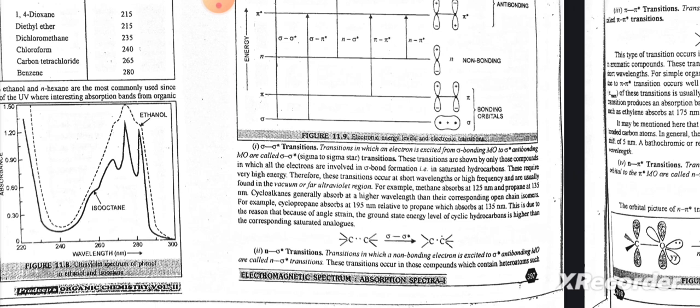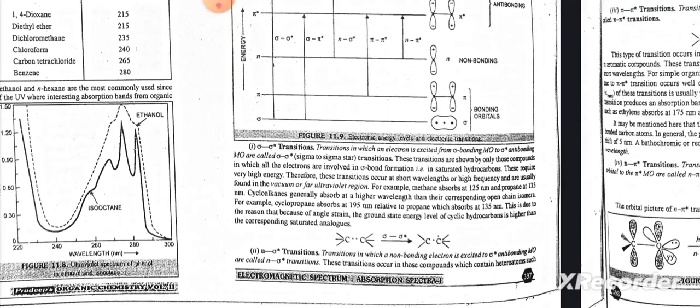Sigma to sigma star transition. These transitions are shown by only those compounds in which all the electrons are involved in sigma bond formation, that is, saturated hydrocarbons. These require very high energy, therefore these transitions occur at short wavelengths or high frequency and are usually found in the vacuum or far ultraviolet region. For example, methane absorbs at 125 nanometer and propane at 135 nanometer.